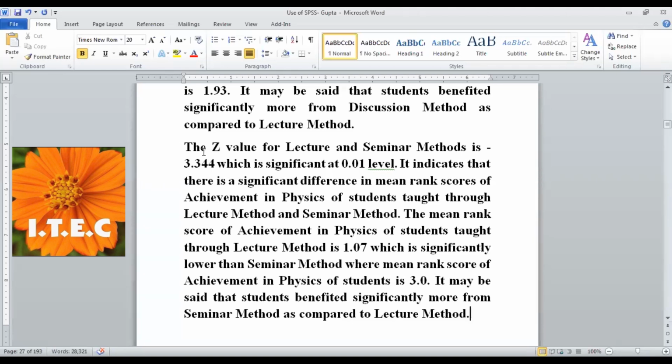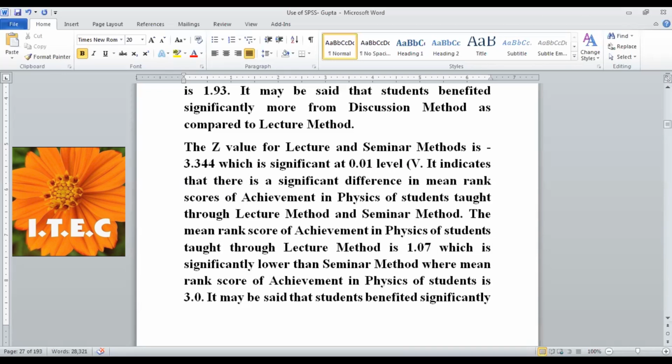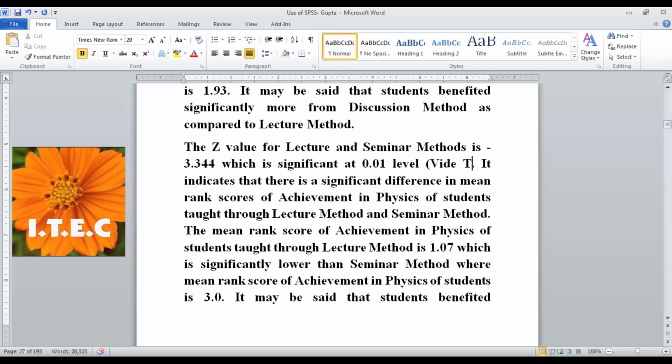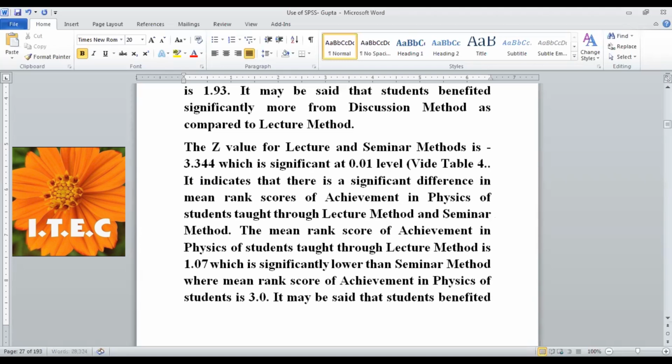And now, here I should say, see table 4.20.